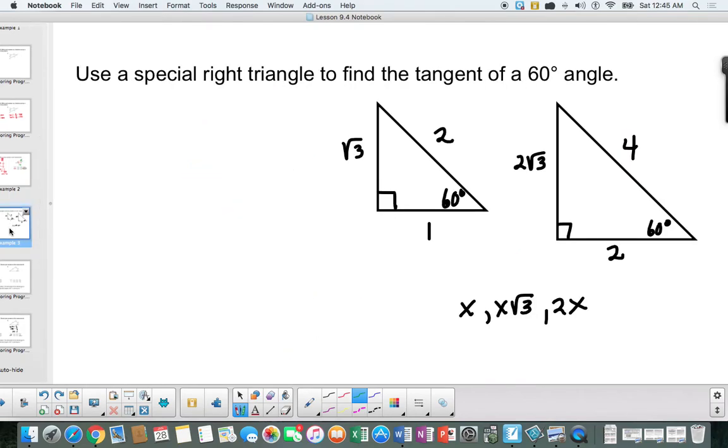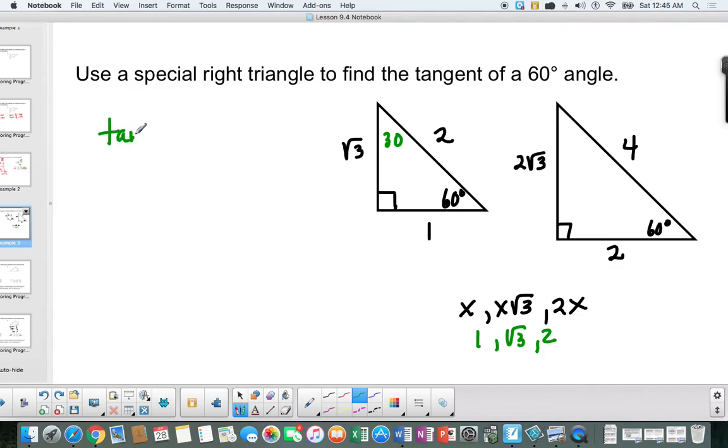All right, we're going to use a special right triangle to find the tangent of a 60-degree angle. Now remember, a 30-60-90 triangle has the ratio x, x root 3, 2x. If we simplify it, 1, root 3, 2 is my ratio. So I'm going to write a 30-60-90 triangle with these numbers, and then I'm going to double them. I'm going to show you what's going to happen.